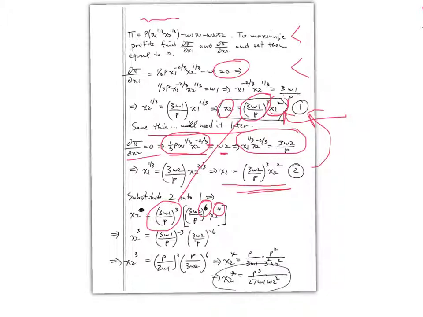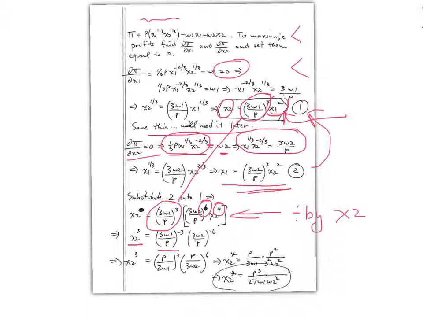Now we want to gather terms in x2. We want to get x2 all by itself on one side. So everything we do from here on out is trying to isolate x2 as a function of w1, w2, and p. Right? So initially what I did here was divide both sides by x2. So I took this expression and divided by x2, and that gave me the x2 cubed on the left hand side. Then I took 3w1 over p to the third and divided by that, and that gave me 3w1 over p to the minus 3 on the other side of the equation.